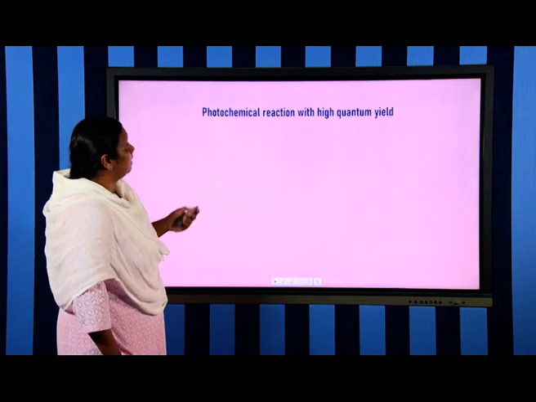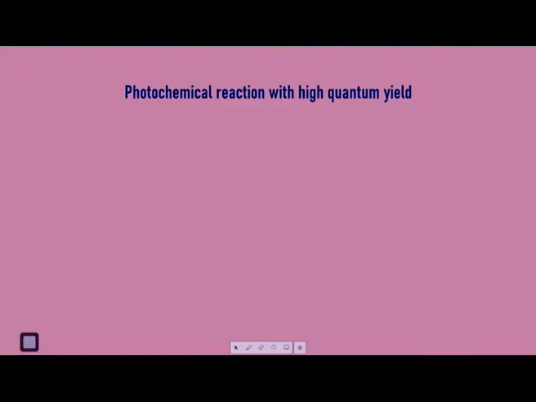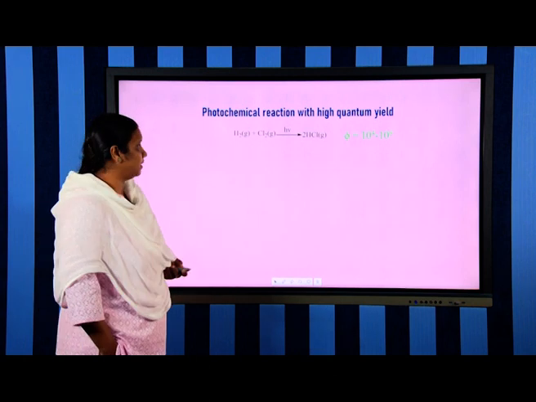Now, let us look at the photochemical reaction with high quantum yield, that is, wherein phi is greater than 1. A very good example is the conversion of hydrogen and chlorine to HCl in the presence of light. Here the phi value is 10 to the power of 4 to 10 to the power of 6, a very high quantum yield. That means the reaction is quite fast and the yield is quite high. You need to give only a very little energy and you get a lot of product.